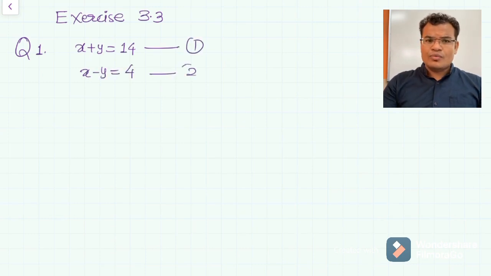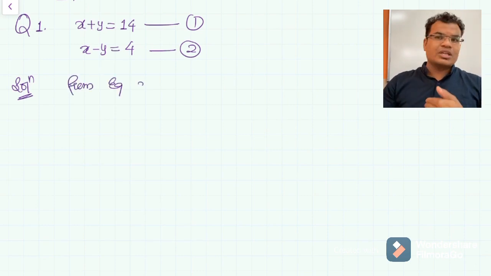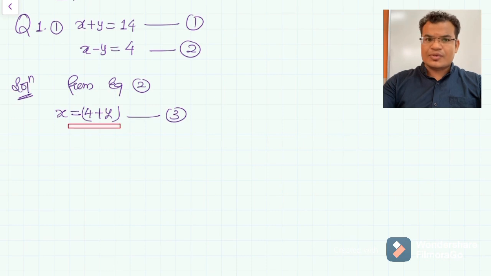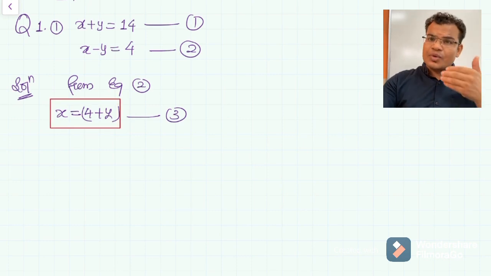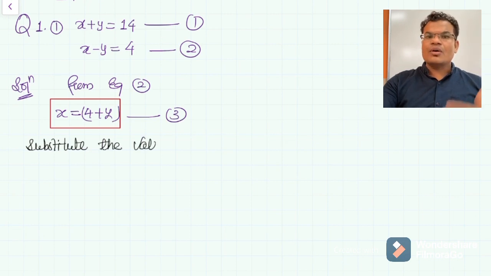Now guys, you have to solve these two equations by the substitution method, and I told you there is a minus sign between x and y. So we'll take equation 2 and simplify it. From equation 2 we write x minus y equals 4, so it becomes x equals 4 plus y, right? So x equals 4 plus y, this is equation number 3. Now the value from equation number 3 we will put in equation number 1. So this is called the substitution. Substitute the value of x in equation number 1.